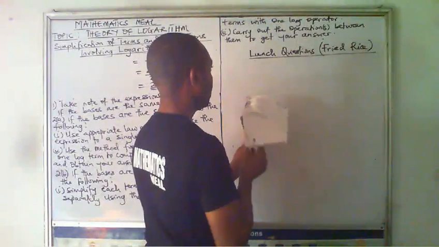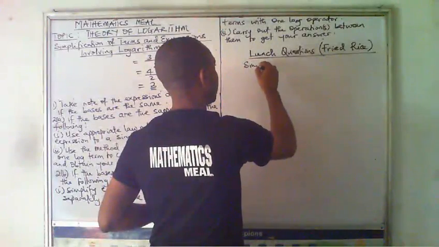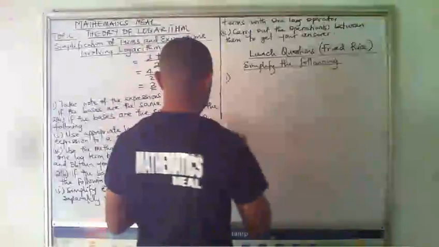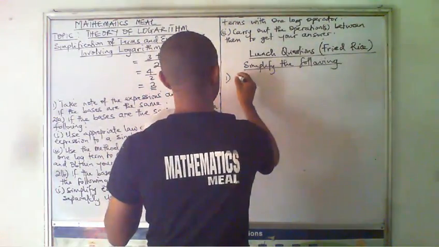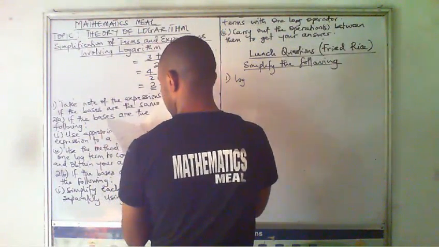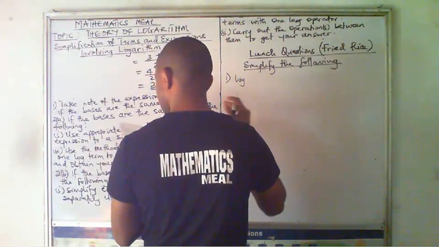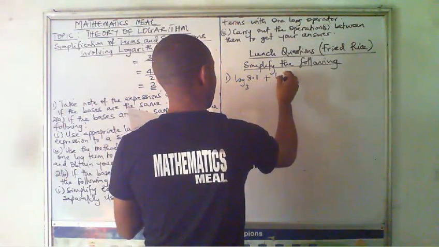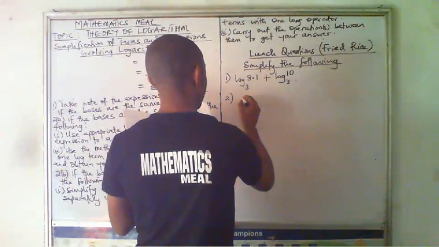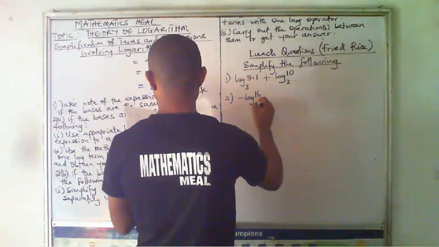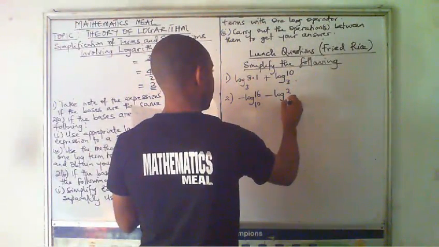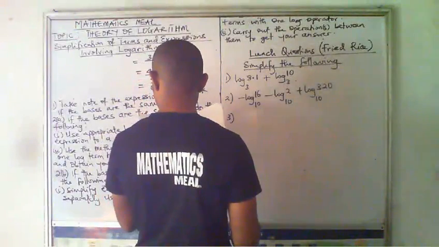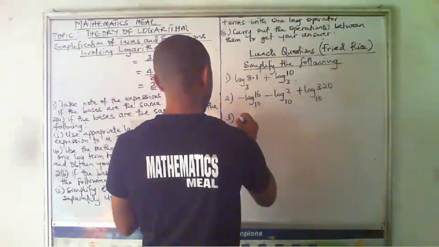So let's simplify the following. The first question that we want to treat here is log 32 base 2. Then log 8.1 base 3 plus log 10 base 3, that's 1, and that's 2, minus log 16 base 10 minus log 2 base 10 plus log 320 base 10.